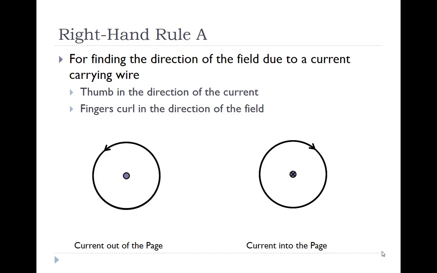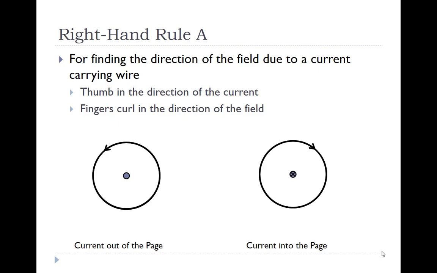I'm going to briefly introduce right-hand rule A here, but I will refer you to the last part of this unit where I do many examples where you can actually see my hand as I perform the right-hand rule. So right-hand rule A is for finding the direction of the field due to a current carrying wire. Your thumb points in the direction of the current, and then your fingers curl around to give you the direction of the field.